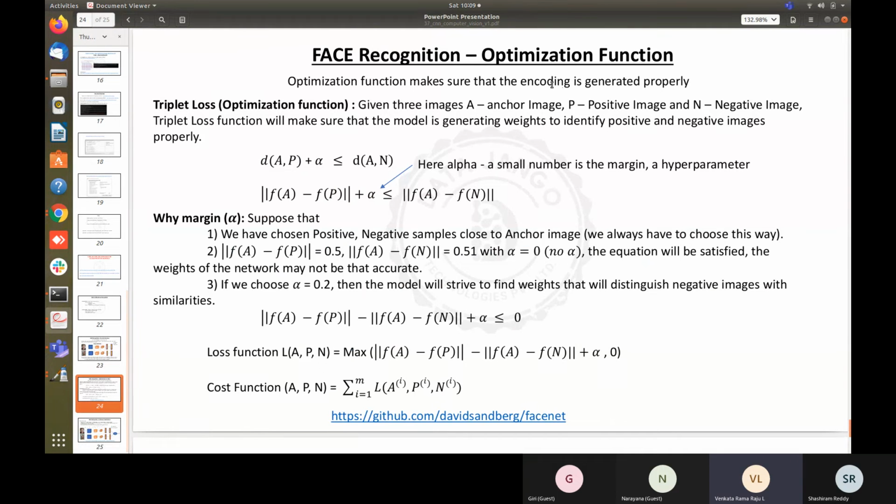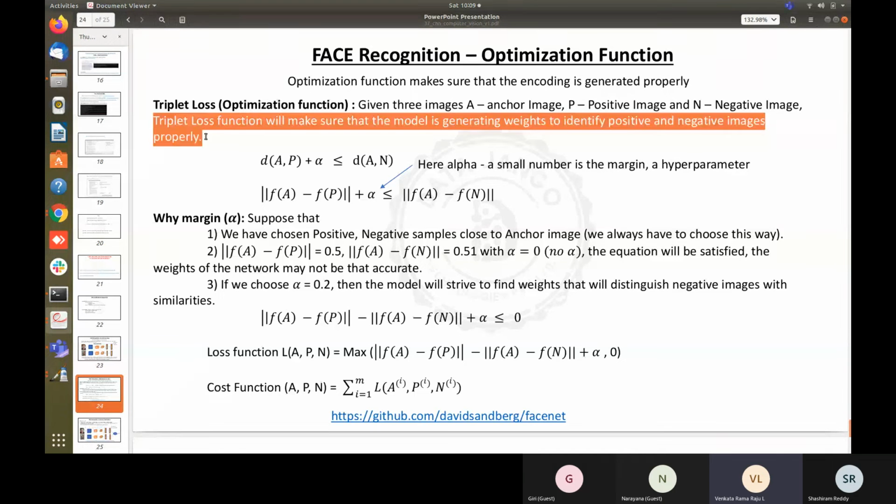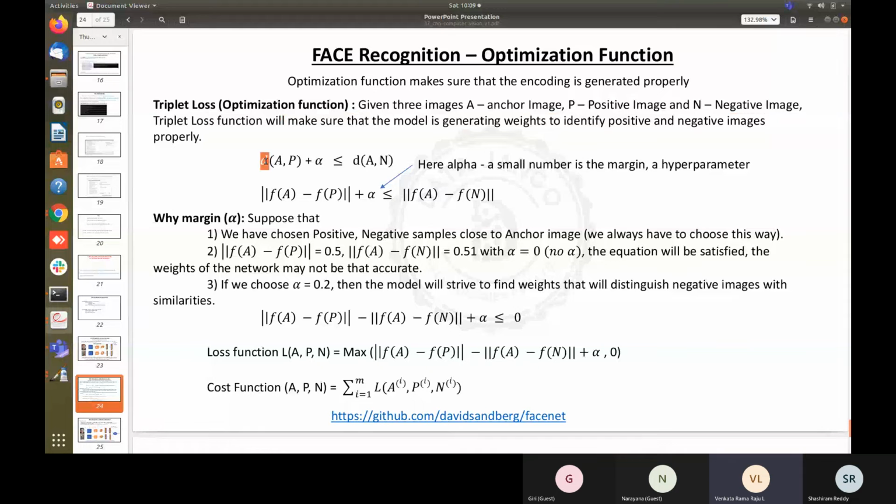So the optimization function or the cost function. Given anchor image A, positive image P, and negative image N, the triplet loss function will make sure that the model is generating weights to identify positive and negative images, right? An optimization function generally looks at the weights only. It tries to make the weights as appropriate as possible. Okay. So the distance between A comma P is always going to be less than A comma N, right?